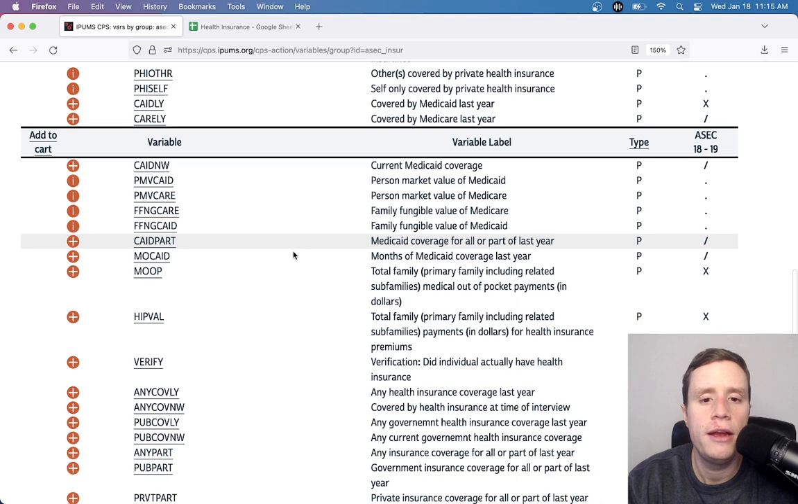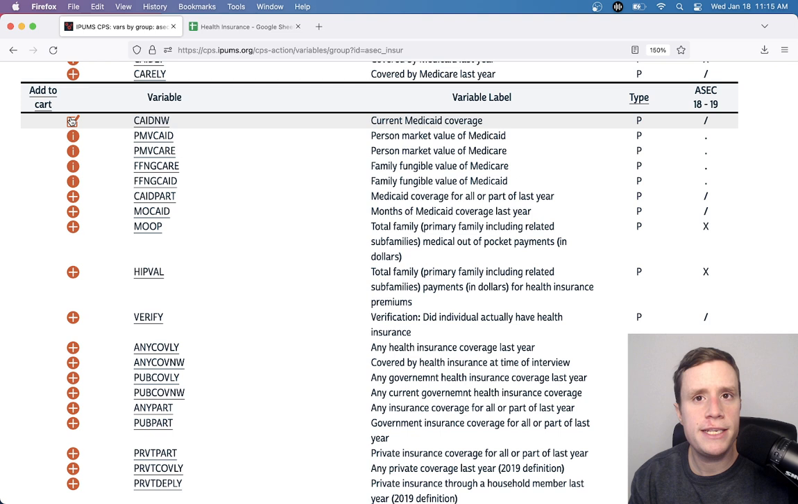I want to get current Medicaid coverage because what I'm thinking about doing is, let's say you had Medicaid in March of 2018. I want to see what your situation looks like in March of 2019, right? So 12 months later, what's your situation? And really, I want to say, how many of those people are uninsured?